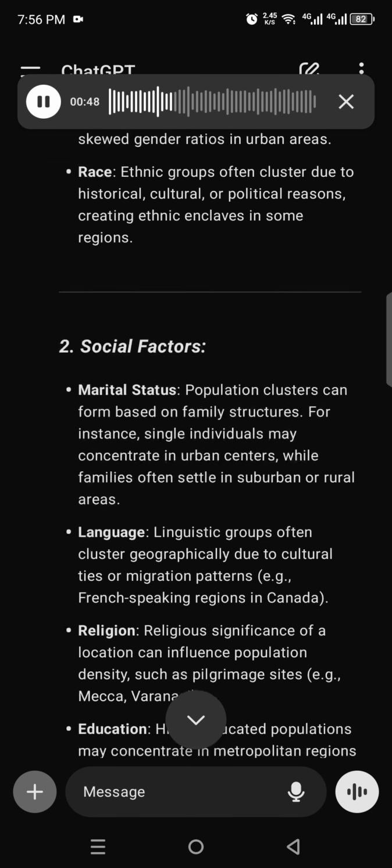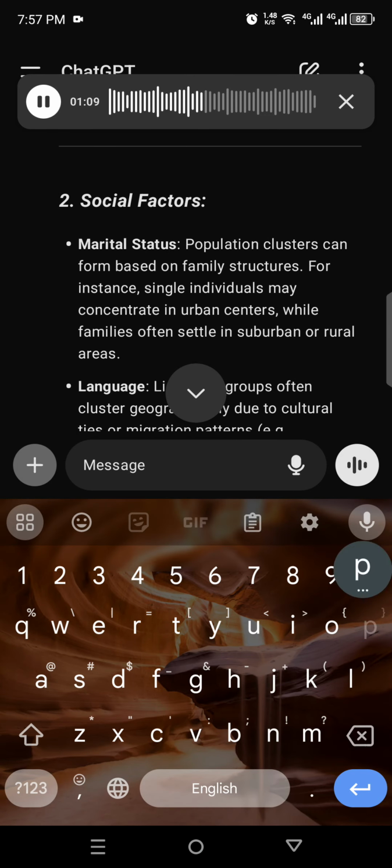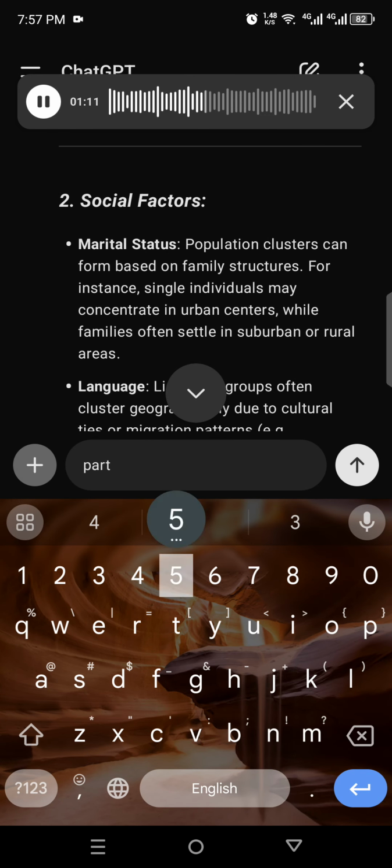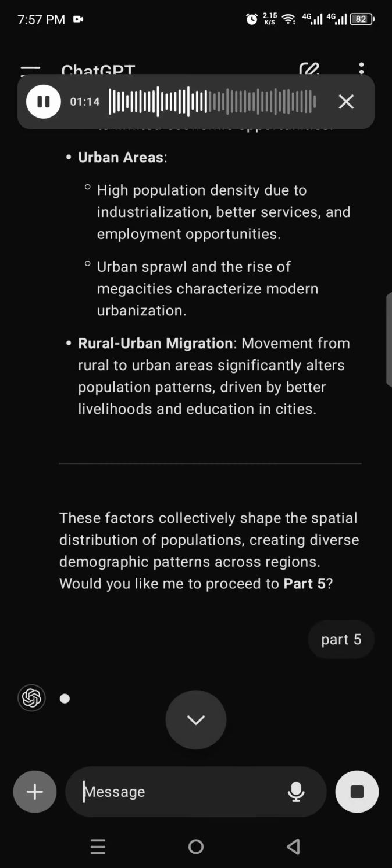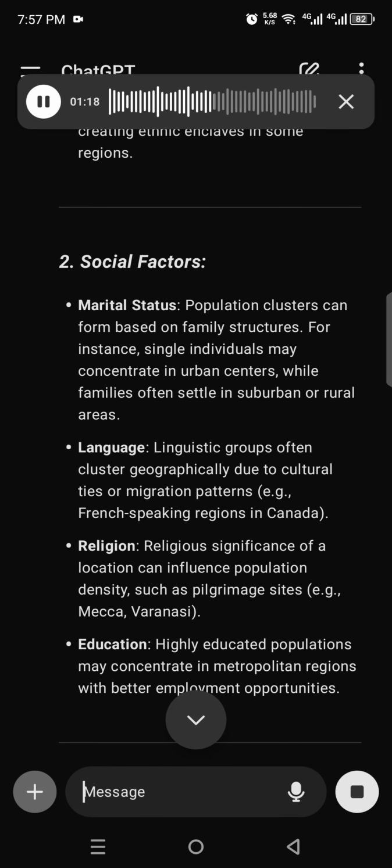2. Social factors. Marital status. Population clusters can form based on family structures. For instance, single individuals may concentrate in urban centers, while families often settle in suburban or rural areas. Language. Linguistic groups often cluster geographically due to cultural ties or migration patterns, e.g., French-speaking regions in Canada. Religion. Religious significance of a location can influence population density, such as pilgrimage sites, e.g., Mecca, Varanasi.